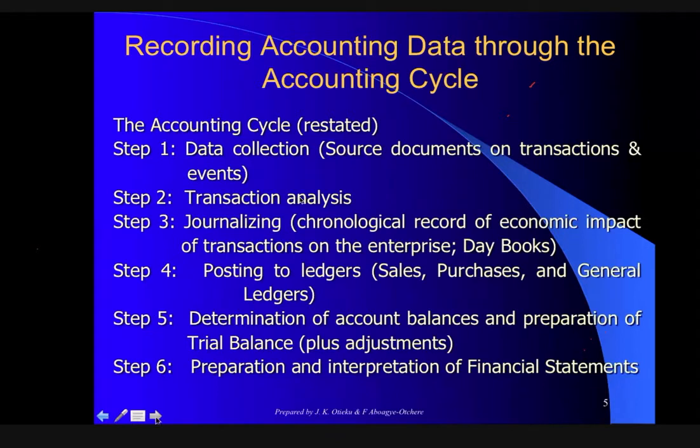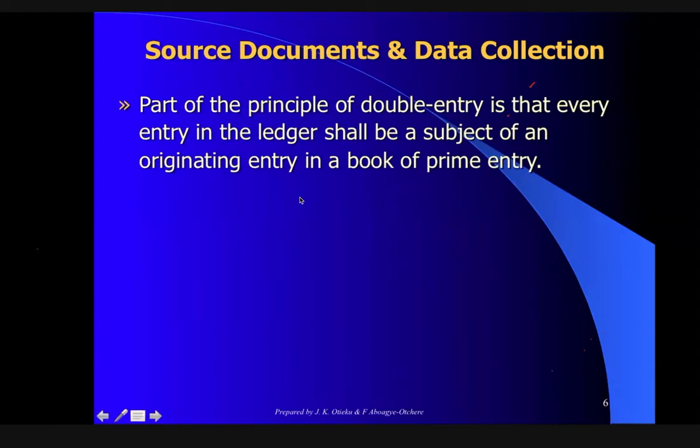Okay. We'll look at them one by one, right? When we look at the source documents and data collection, as you see, part of double entry is that every entry in the ledger shall be subjected to the book of prime entry, right? The source documents, like I told you, are invoices, receipts, goods received notes, dispatch notes, checks, pay-in slips, and authorization notes.